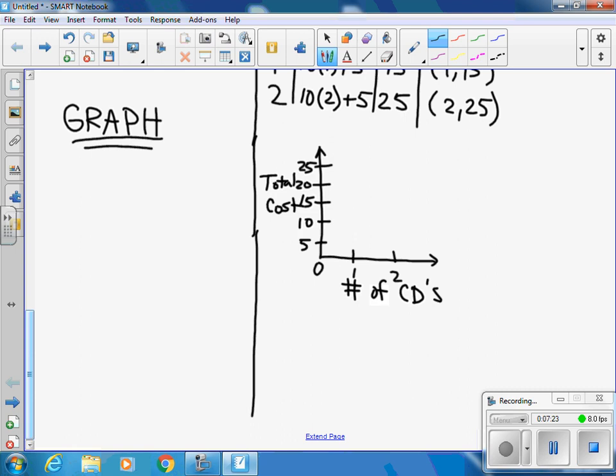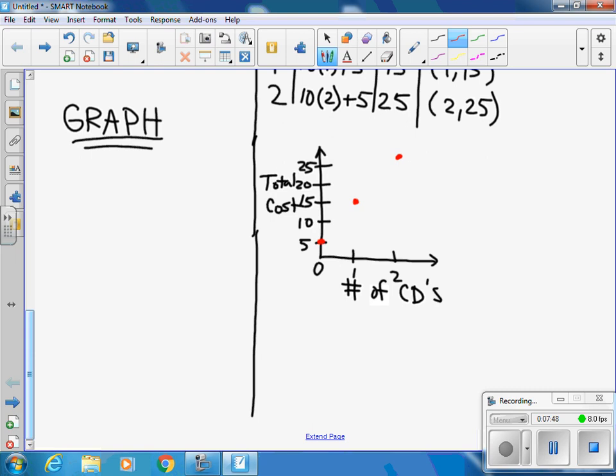So once you have your graph set up, now you're ready to plot your points. And when we plot our points, that's going to be our graph representation of this whole problem. Right? So the first ordered pair is (0, 5). So you go straight up from 0 to the 5 and you put your dot. Okay, then the next one with 1 CD, it costs $15, so you go over to 1 and up to 15. And at 2 CDs, it costs $25, so you go over to 2 and up to 25.